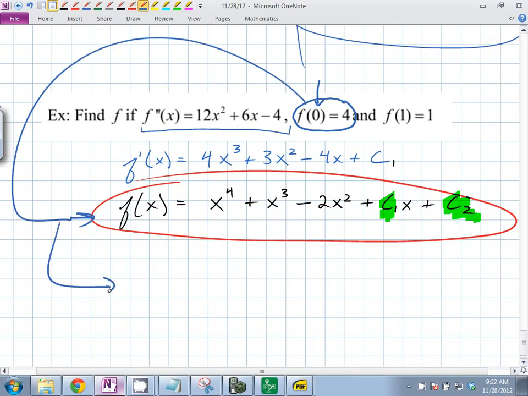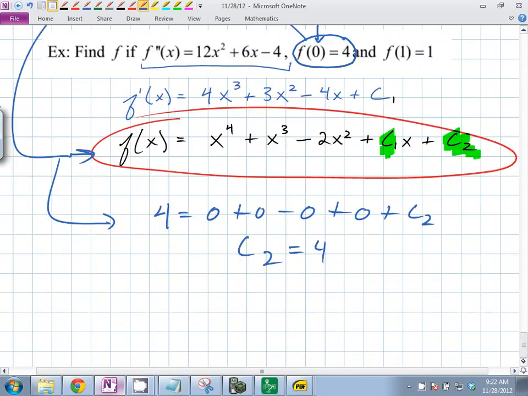4 is equal to 0 plus 0 minus 0 plus 0 plus... So what does C2 equal? 4, because it equals 4. Sorry, no. You'll do that a lot. You'll be plugging in zeros, and you're like, 0, 0, 0, what? No, I have no idea what's going on. When you do this, stop and just write out the whole thing that you know.